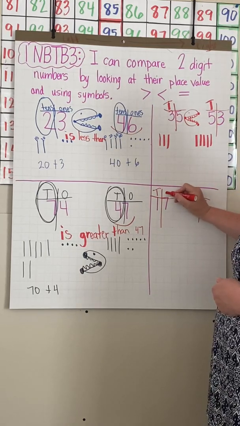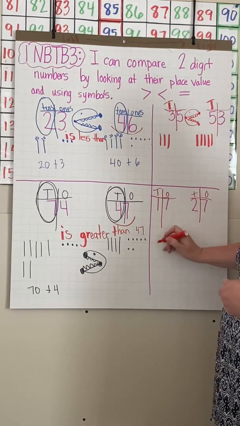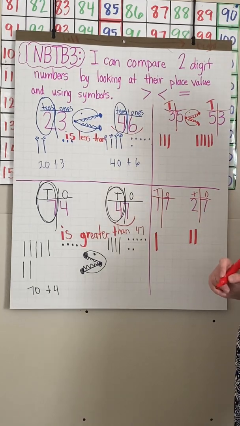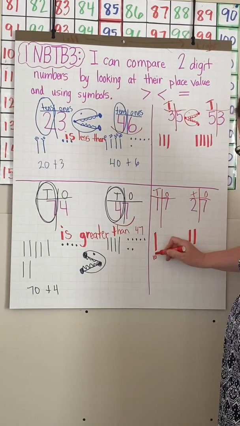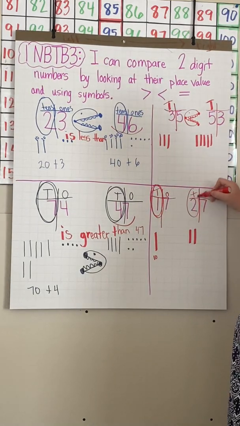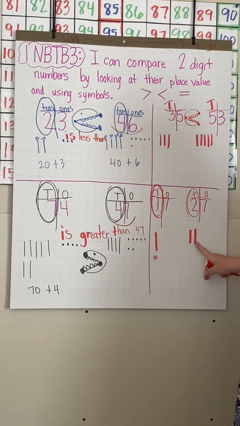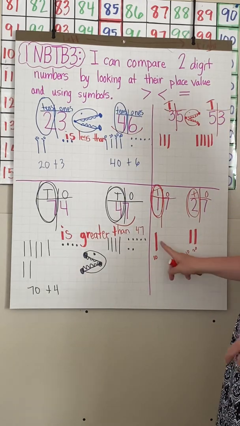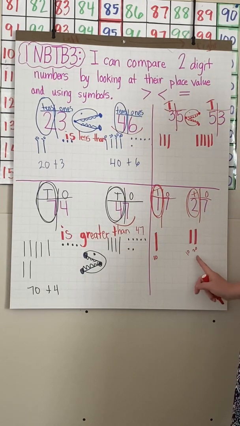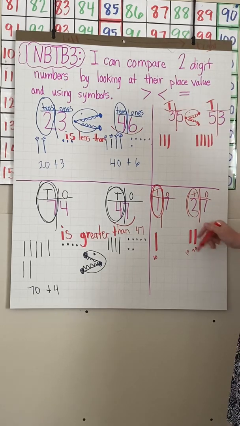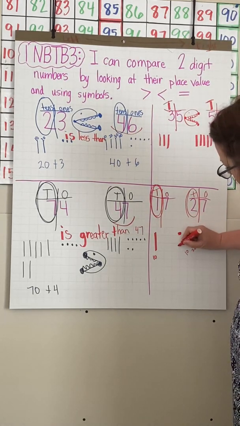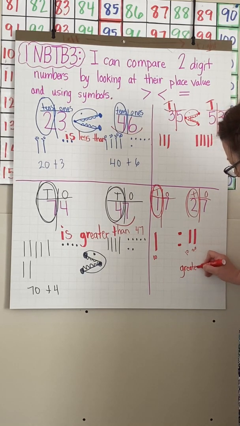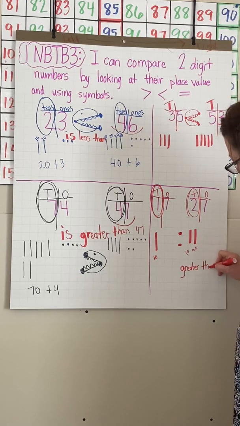And our last one over here, we have 17 and 27. We have our tens place and our ones place. We have 1 ten versus 2 tens, okay? We always want to look at that place value first. We have 1 ten there and 2 tens here, 10, 20. If you look at that place value, you can see that this side has a greater amount. So I'm going to give it 2 dots, and I'm going to write greater right away. This side is greater than.